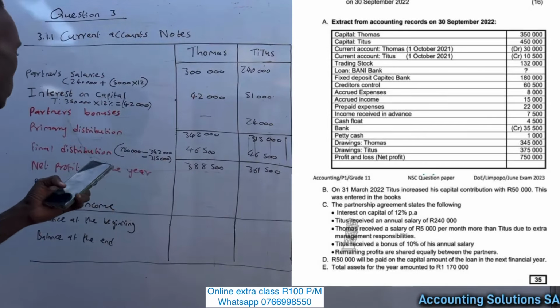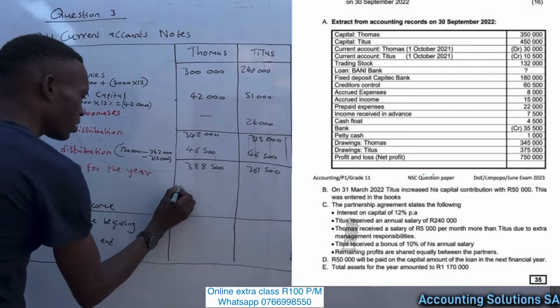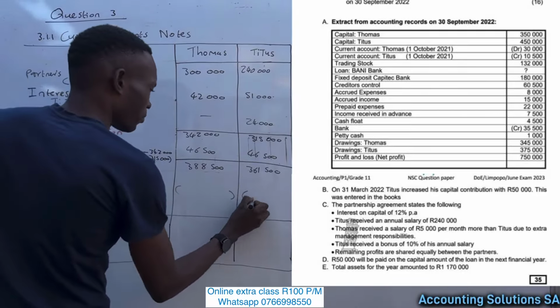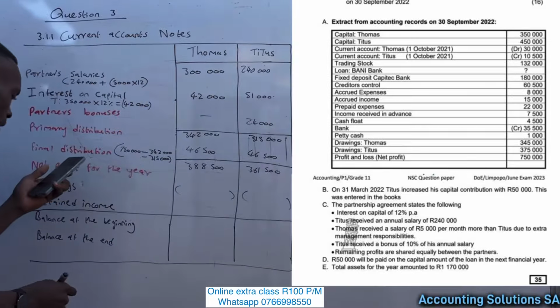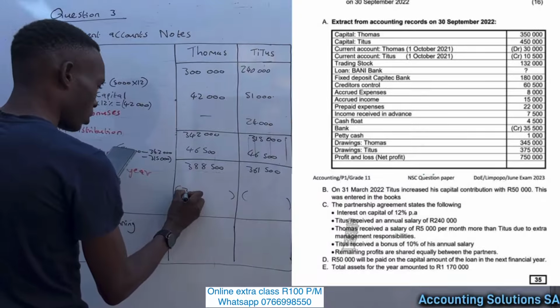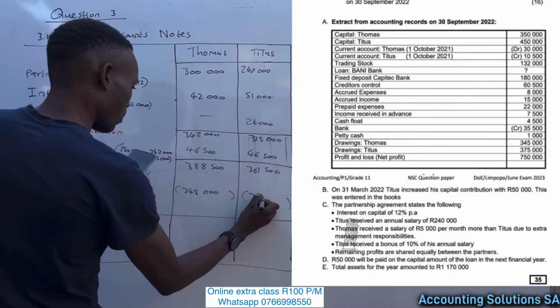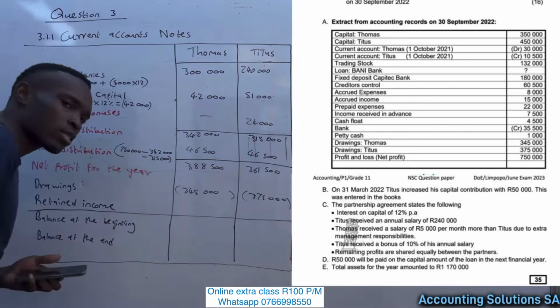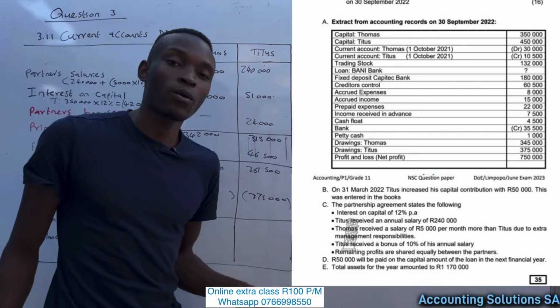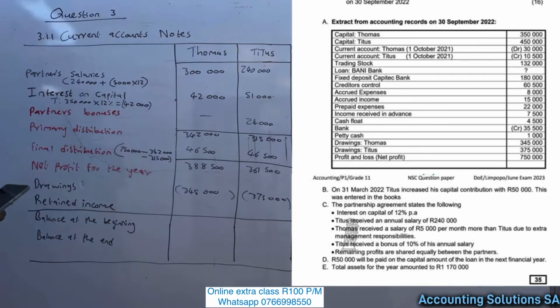Okay, then let's proceed. Drawings, guys, we're just copying and pasting under our balances that we have. So for Thomas, because we don't have any transaction related to it, 345 this side, and this side is 375,000. But if we had an adjustment related to drawings, we would adjust it. So it's just like that.